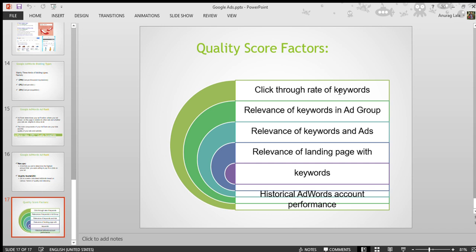I hope that in this video you have understood the basics of all these things, and in the next video I will be showing you the practical implementation of the difference between AdWords and AdSense, shopping ads and similar things.